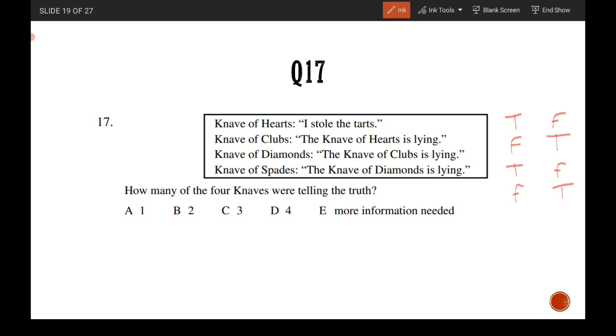So there's only 2 possible cases here. Either the knave of hearts stole them, or the knave of hearts didn't steal them. We don't know the answer to that. But we do know in either of those 2 cases, there's only 2 truths. So we do have enough information to state that the answer is 2. But we don't actually know the reality of whether the tarts were stolen.